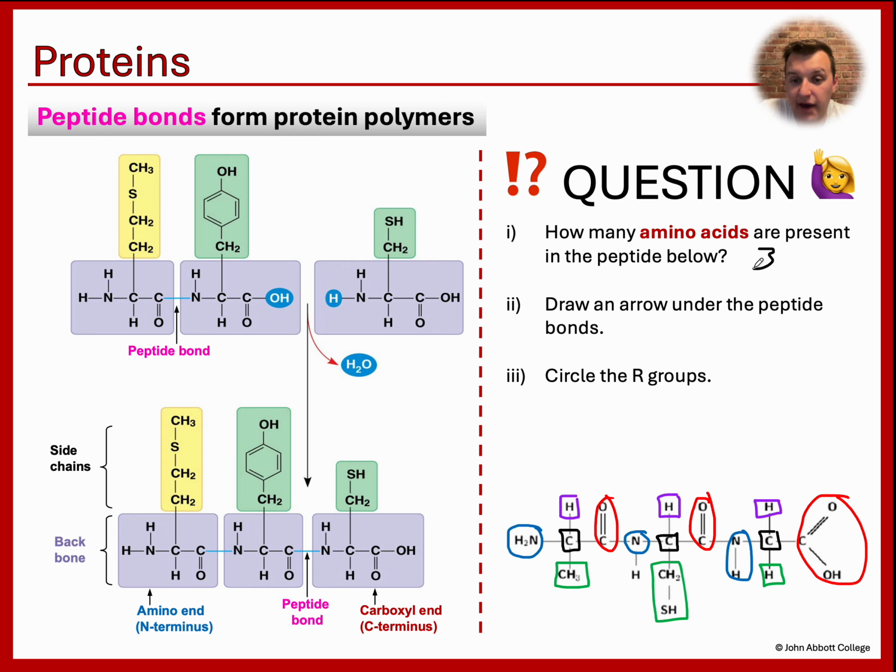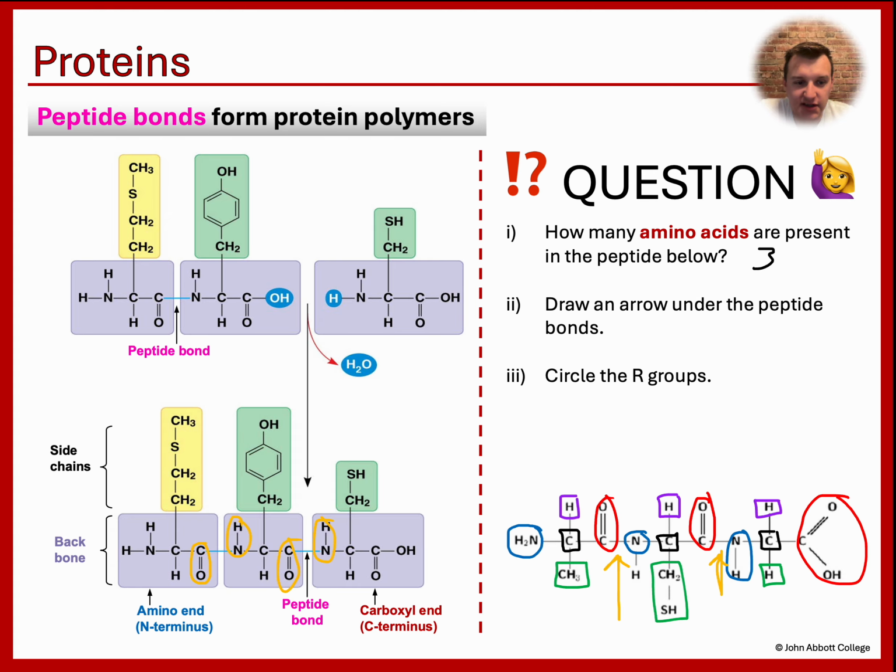Draw an arrow under the peptide bonds over here. Well, we know that peptide bonds occur when you merge together the amino group of one and the carboxyl of the other, and between each of these is a C double bond O and an NH. So that's what to look for, right? Over here is one of the peptide bonds, between the C double bonded O and the N. That's where they bonded together. And then over here is the other peptide bond. So there are 2 peptide bonds for 3 amino acids, right?